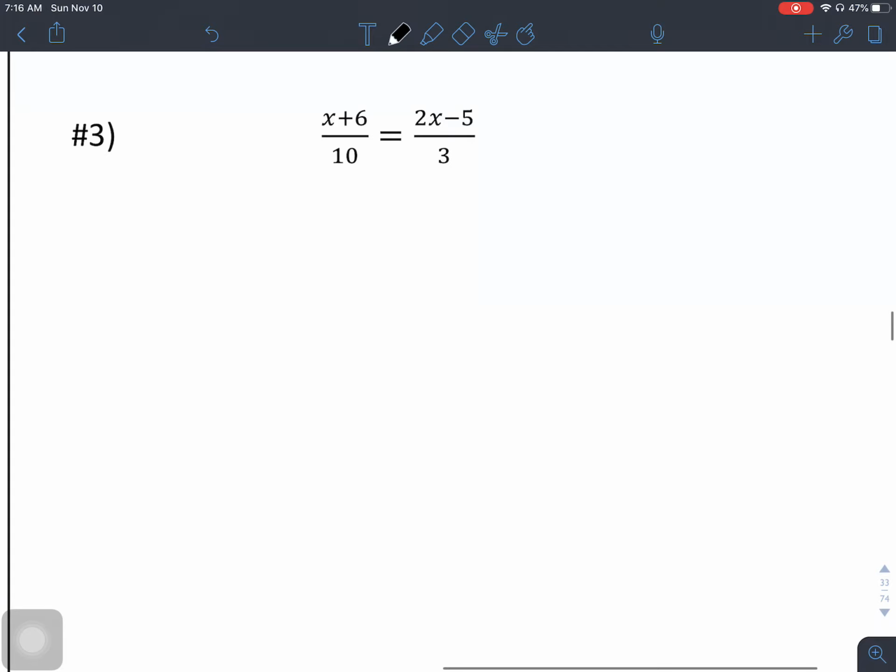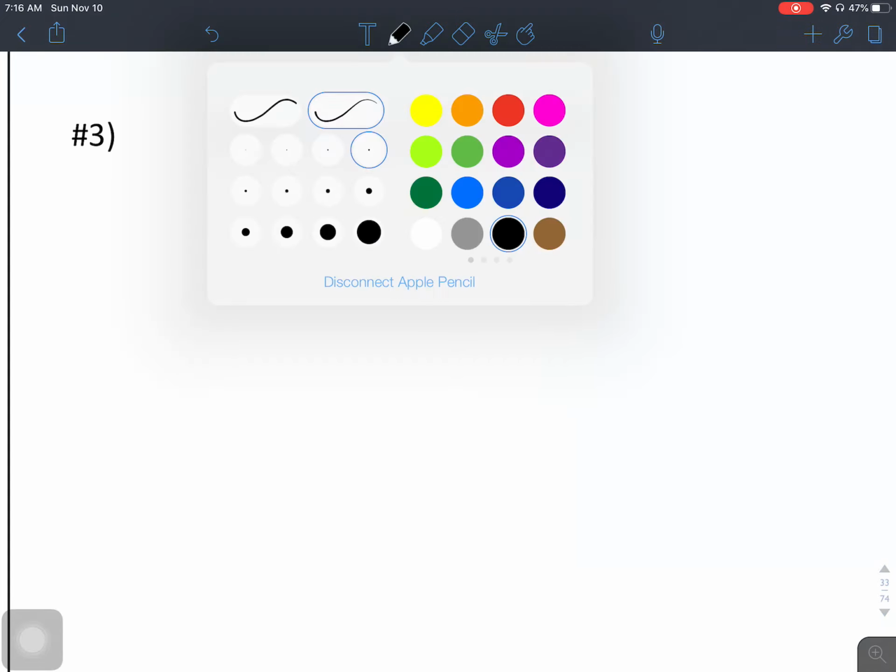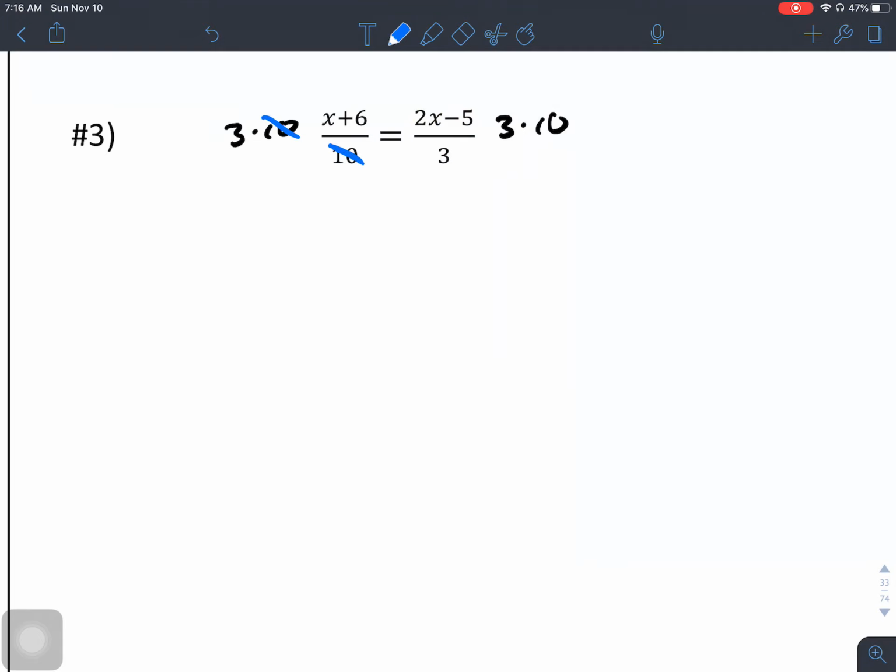Number 3. I want to get rid of my fractions, so I'm going to multiply both sides by 10 and 3. Why 10 and 3? Because if you multiply both sides by 10, the fractions on the left cancel. If you multiply both sides by 3, the denominators on the right cancel. That leaves us with 3 times the sum of x and 6 equals 10 times the difference of 2x and 5.